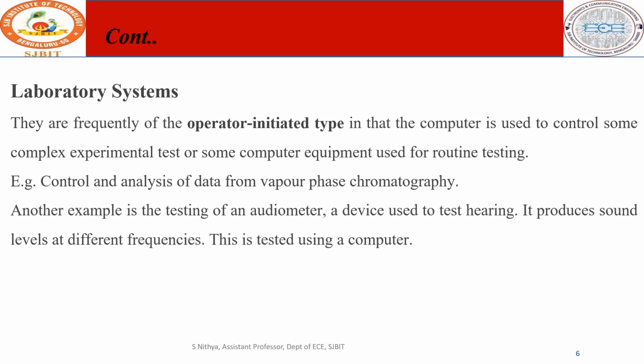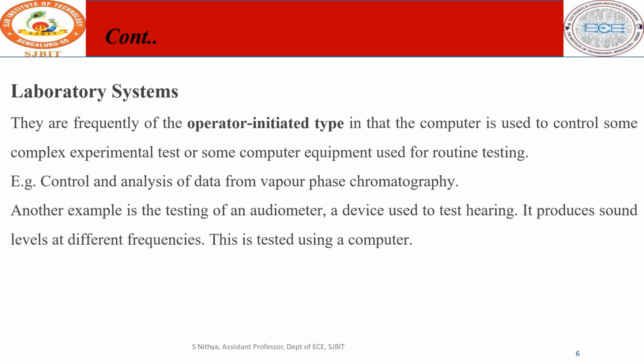For example, blood sample testing, medical checkups and medical equipment. All of these are laboratory systems, lab equipment. They are used to control some of the complex experimental tests, for example, to control and analyse the data from the wafer phase of chromatography.